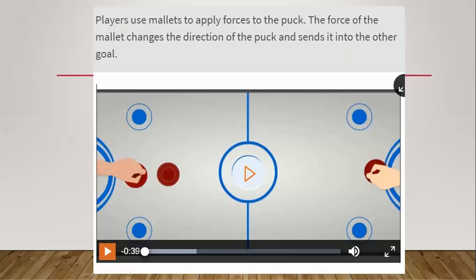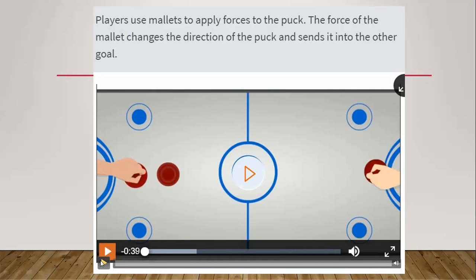Here are players changing the direction of the object by pulling it. Sorry, by pushing it, I'm sorry. So players use mallets to apply forces to the puck. The force of the mallet changes the direction of the puck and sends it into the other goal. Let's see, Bismillah. How will they change the direction of the motion by pushing it, and which push will change the direction, the strong one or the weak one?